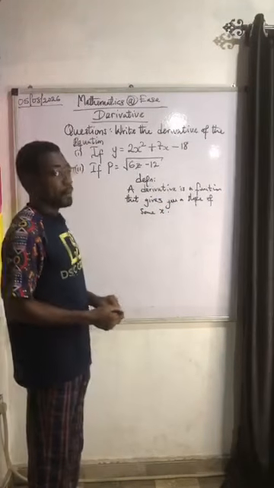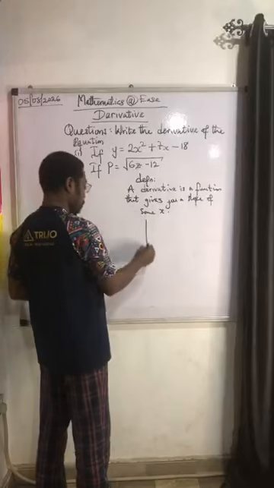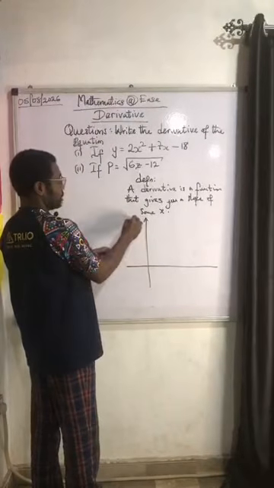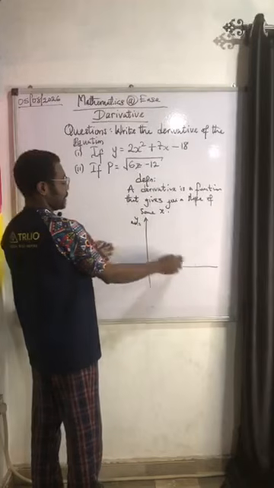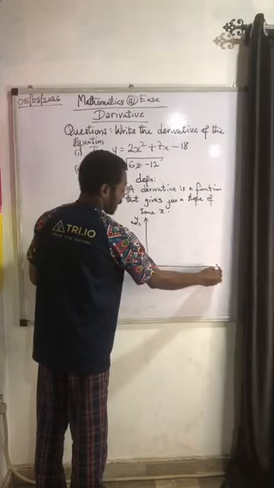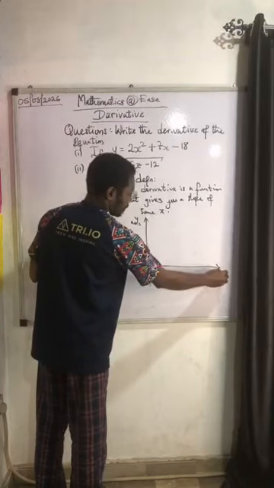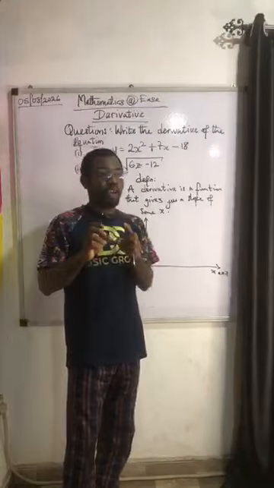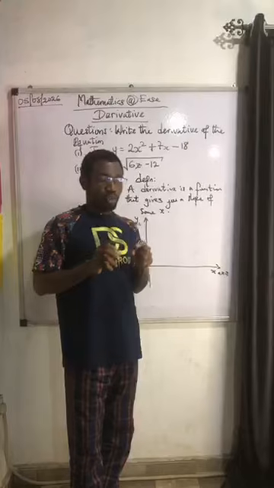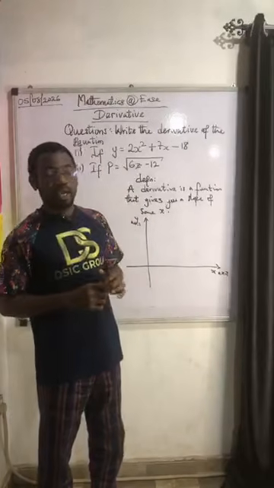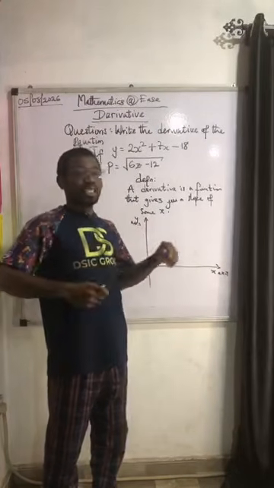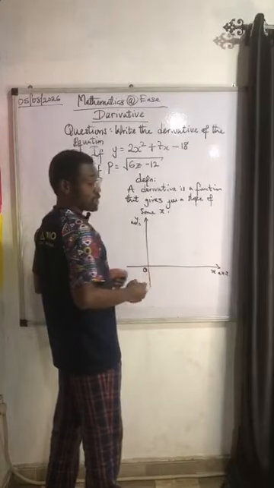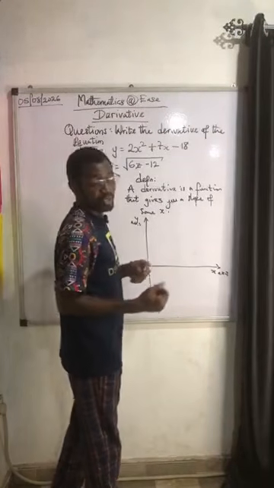What does that imply? Now let me assume you have a Cartesian plane or a graph. This is your y-axis, and this is your x-axis. Now when you look at the slope of any function, the slope that you can find on a straight line is equal to 0. So when you have that slope, the slope is equal to what? 0.